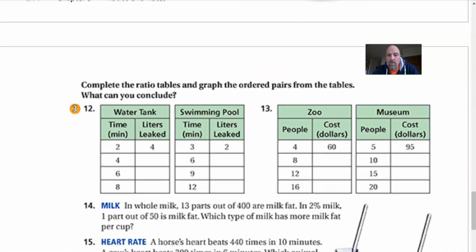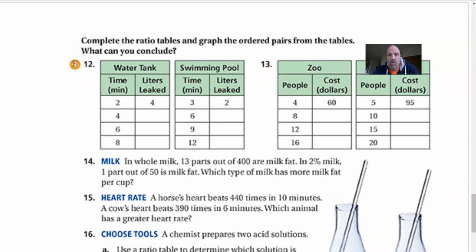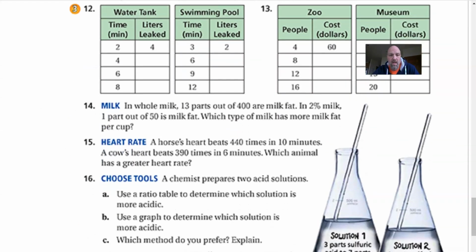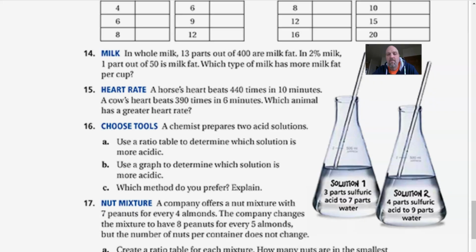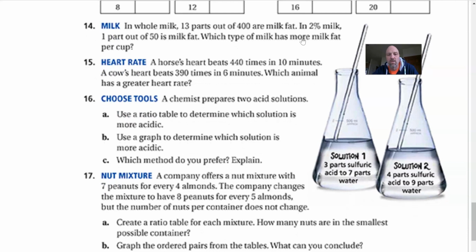The hardest problems on here, not number 12, but I think number 16, use a ratio table to determine which solution is more acidic, and then use a graph to determine which is more acidic. They're going to be the same thing, so I just merged those into the same thing. Which method do you prefer? I prefer both of them.